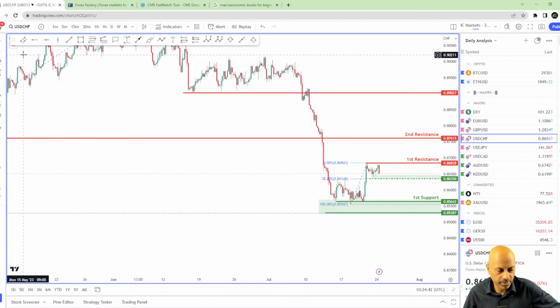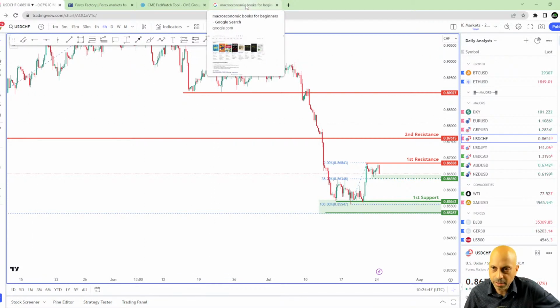Economic indicators. Actually, we can go to the IC Markets page, resource pages. There's a good place to start as well. Go to the resource page on the IC Markets website. They'll have a good starting point for you to learn more about economic indicators and any other fundamental and technical analysis information as well.